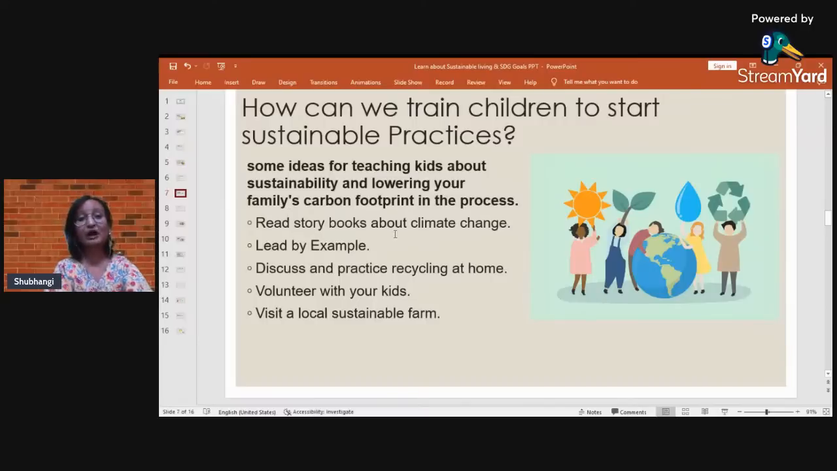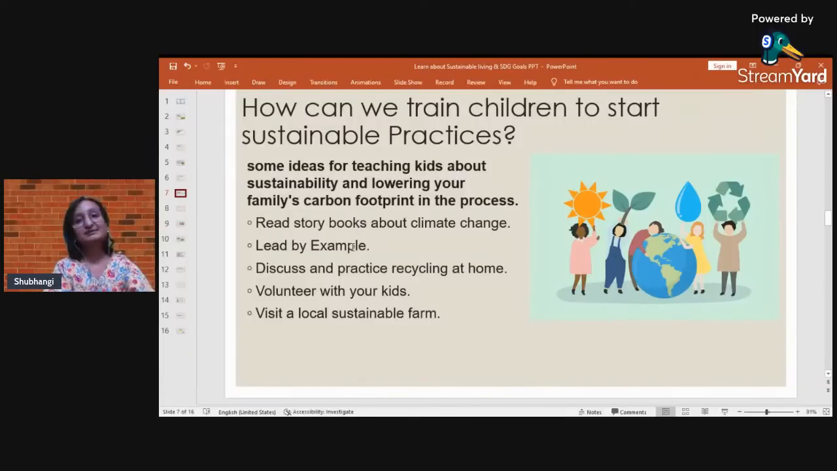Read storybooks about climate change. Lead by example. As I said, it starts from me. If I want people to start practicing sustainable things, I should do that. Whenever I give any example to my students, I always give my own example. I do this, so they understand, okay, my teacher is doing like this, or my mother or my father is doing like this, so I should also do it. Children always learn from us.